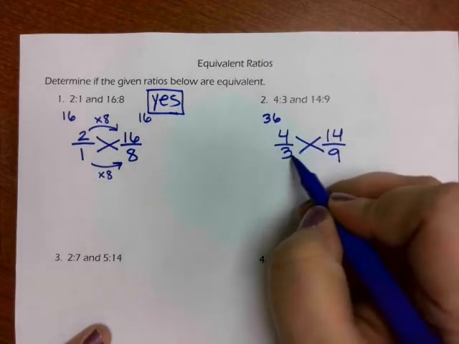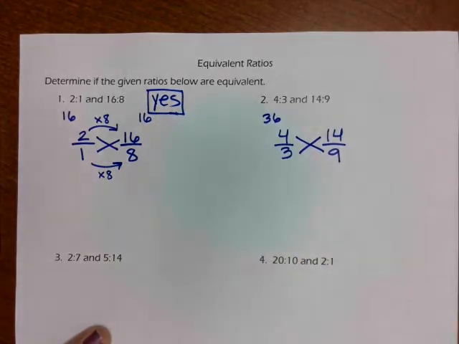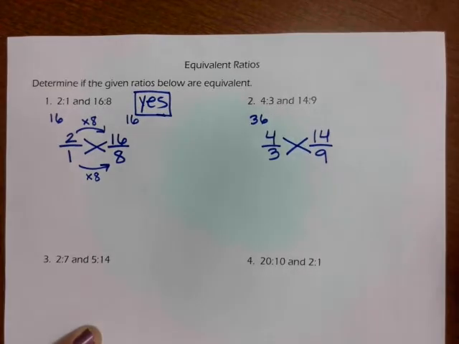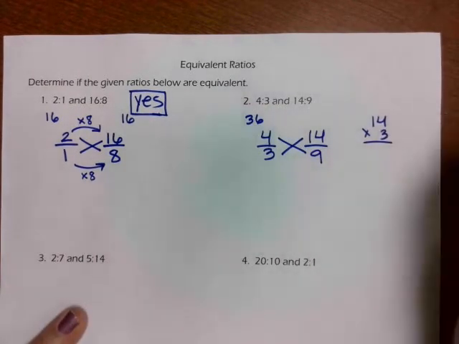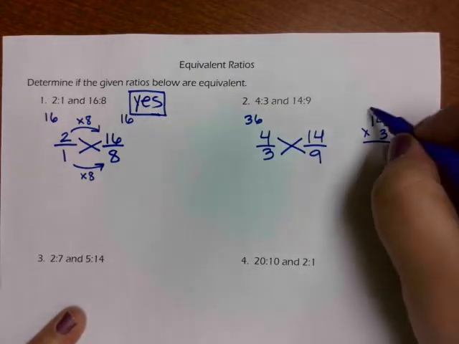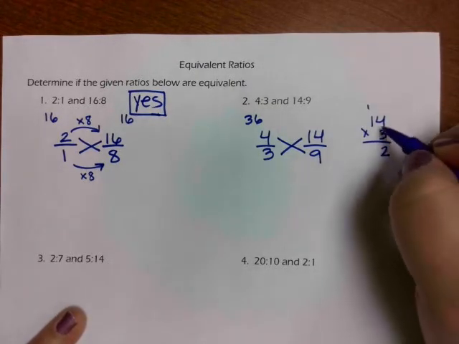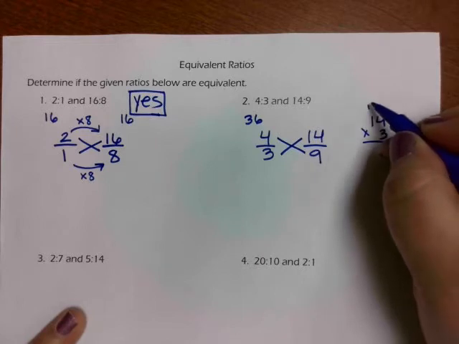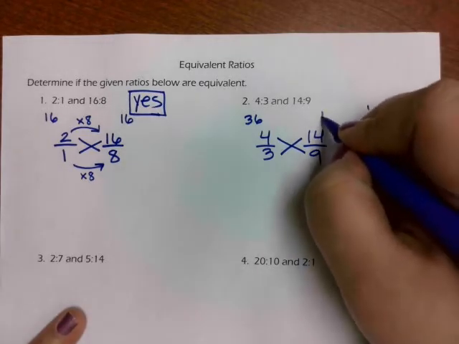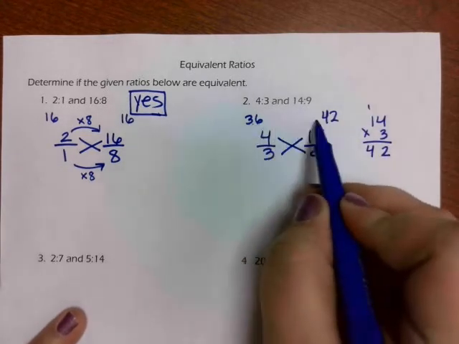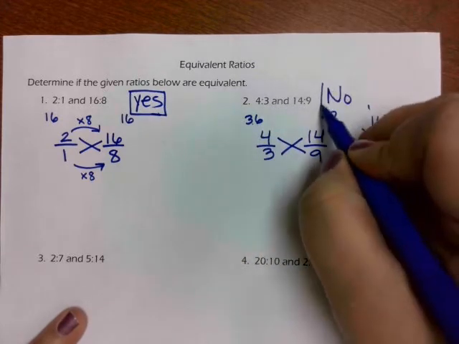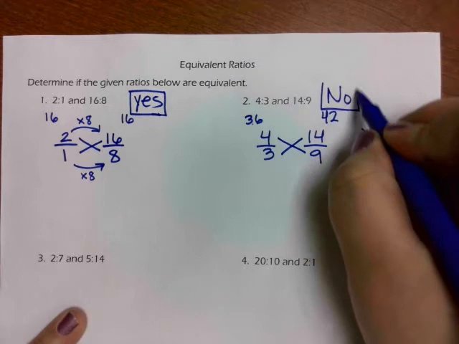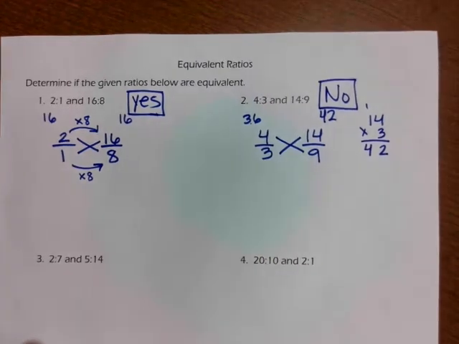Now I'm going to multiply 3 times 14. Now, obviously, my chart's not going to help me for that because 14 is too big, unless I extended my chart a little bit. So I'm going to go over here to the side and do 14 times 3. 4 times 3 is 12. Carry the 1. 3 times 1 is 3, plus 1 makes 4, so 42. So because these cross products are not the same, these two ratios are not equivalent. So no, they are not equivalent. Cross products have to be equivalent.